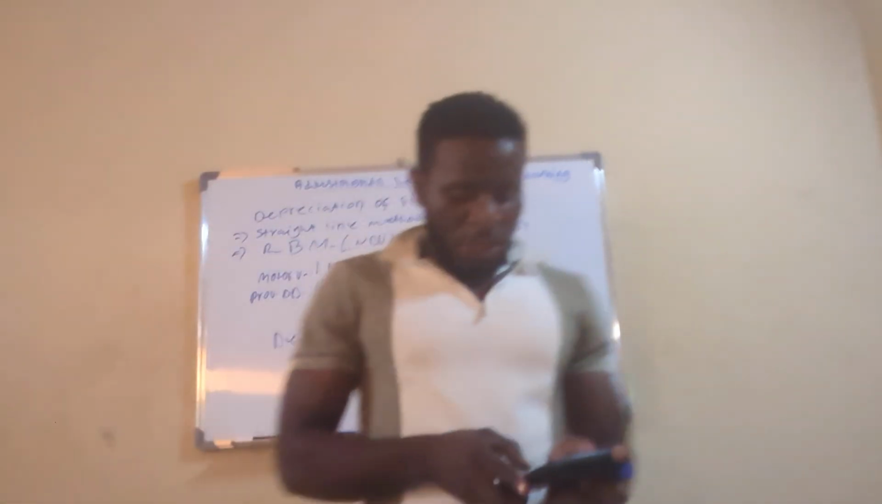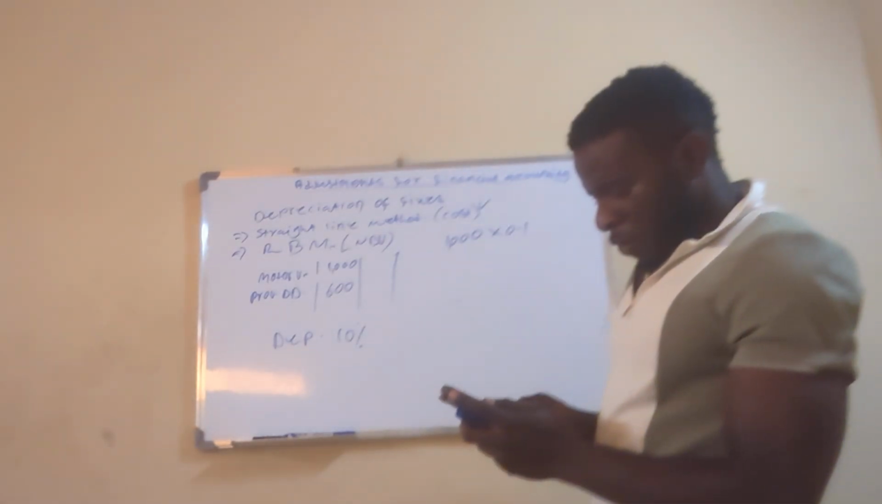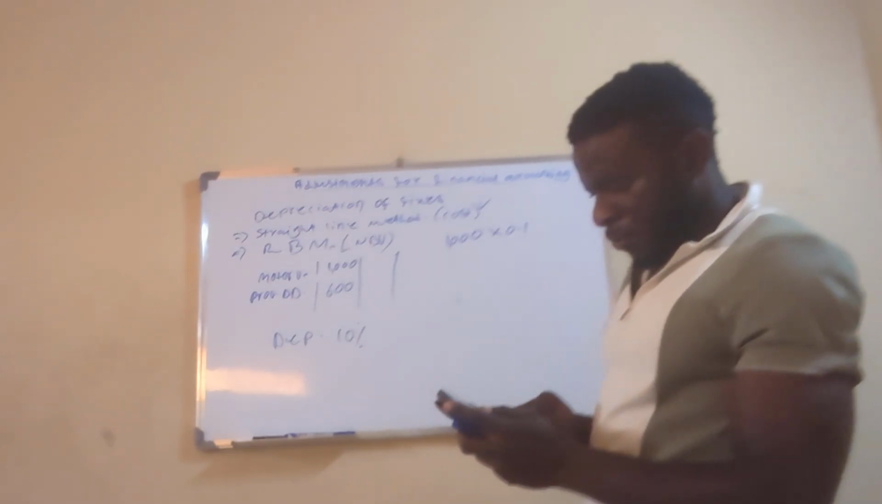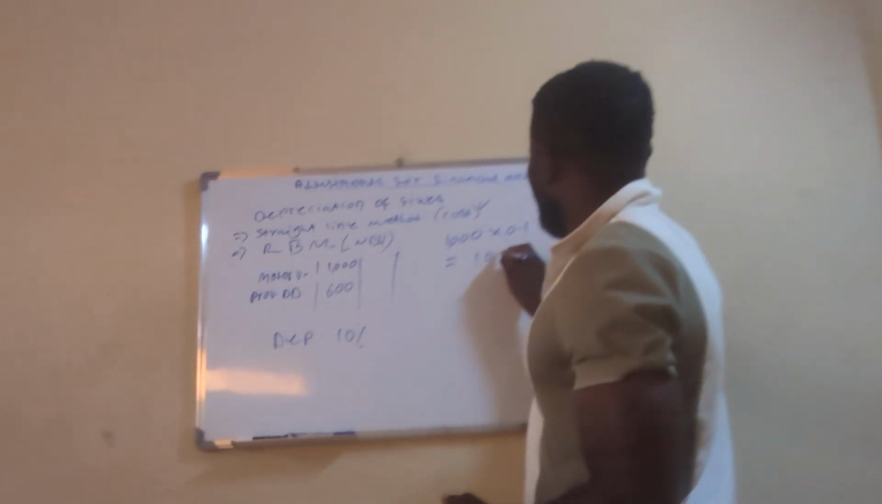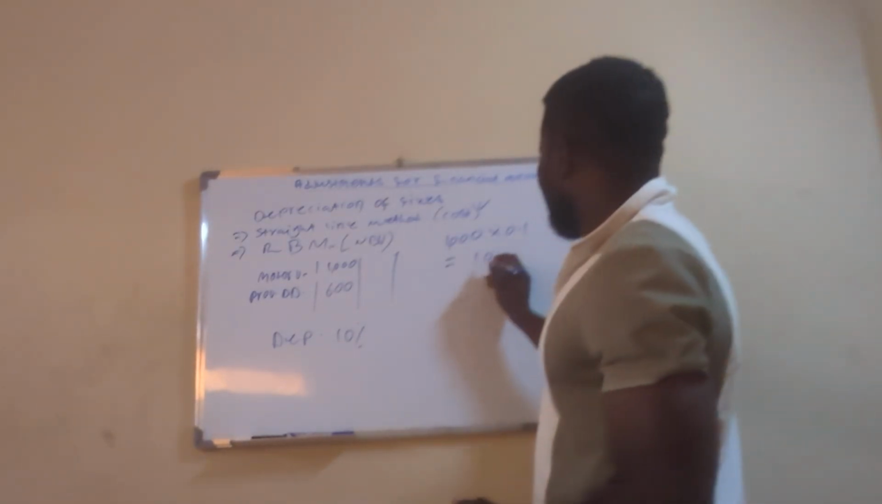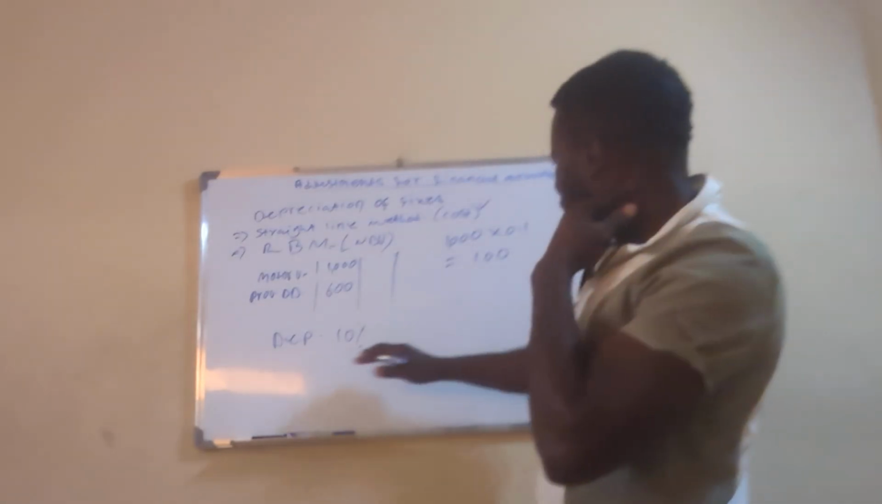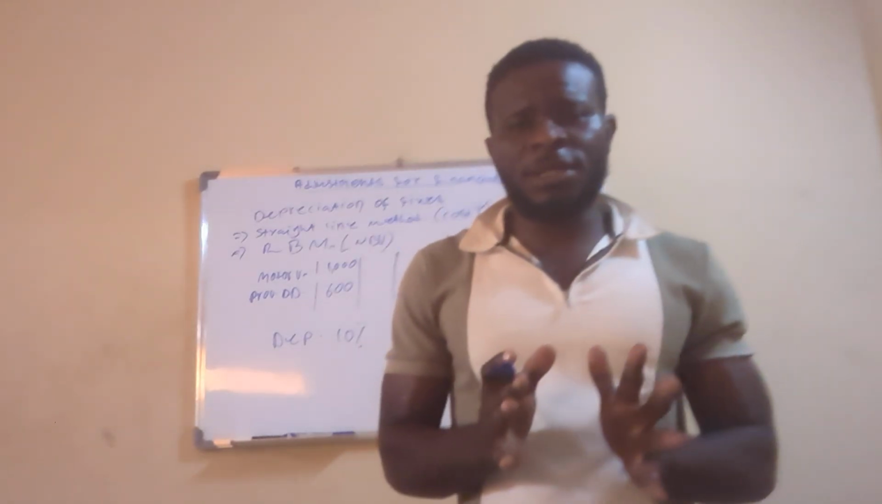So we'll say 10% of 1,000. What are we going to have? 100. So under this one, because depreciation, mind you, is treated as an expense.